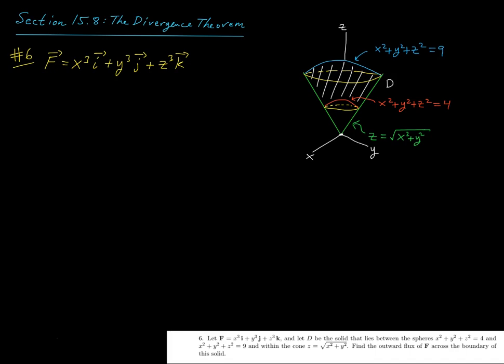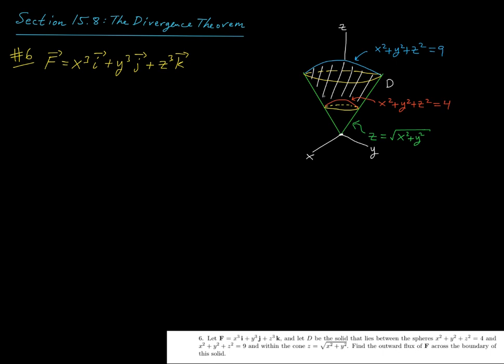All right, question 6 says, let F be the vector field x cubed i plus y cubed j plus z cubed k, and D is the solid that lies between the spheres of radius 2 centered at the origin and radius 3 centered at the origin, and within the cone z equals the square root of x squared plus y squared. Okay, so here's our solid pictured right up here. And our job is to find the outward flux of F across the boundary of this solid.